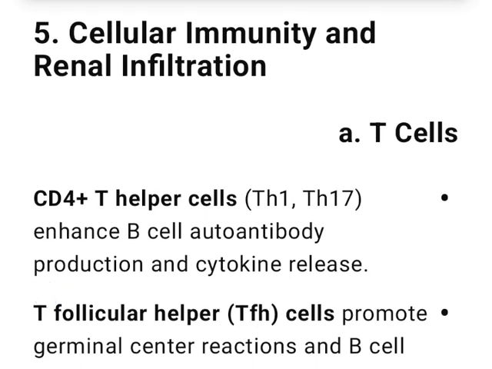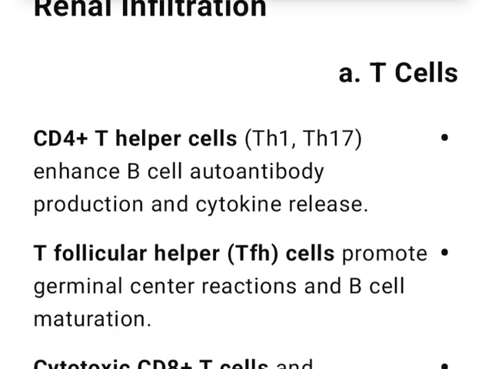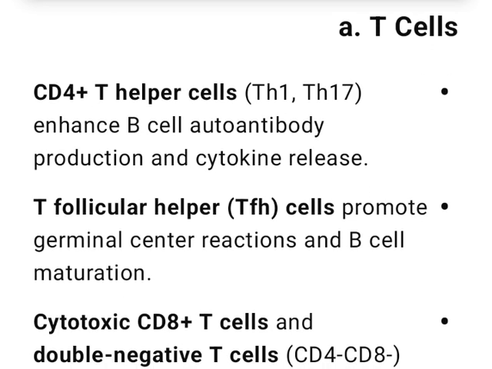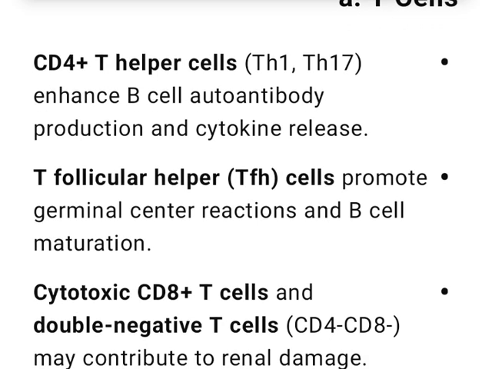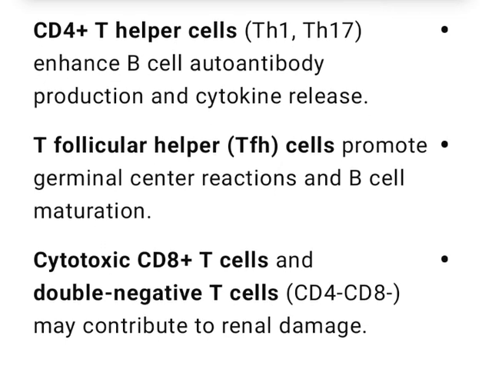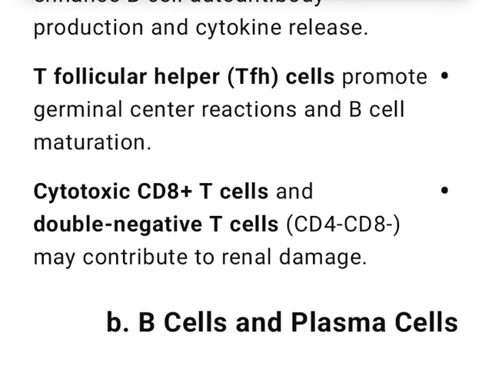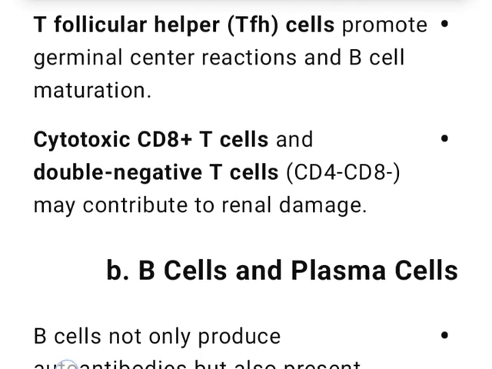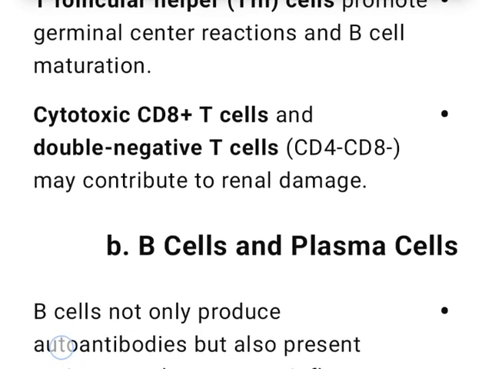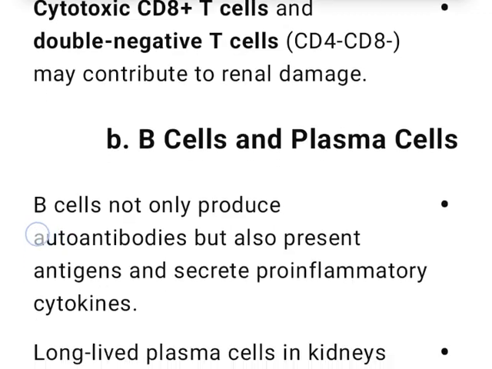5. Cellular immunity and renal infiltration. A. T cells. CD4 plus T helper cells, Th1, Th17, enhance B cell autoantibody production and cytokine release. T follicular helper, Tfh cells, promote germinal center reactions and B cell maturation. Cytotoxic CD8 plus T cells and double negative T cells, CD4 minus CD8 minus, may contribute to renal damage.